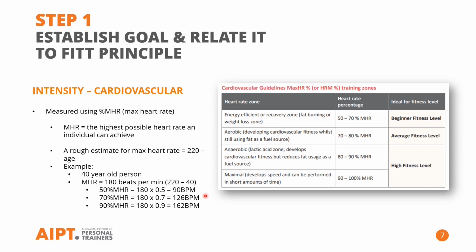And then finally, 90% maximum heart rate. Do the same process, 180 times 0.9, and it gives you 162 beats per minute. You can see that 162 beats per minute for that person is very close to their maximum of 180. So at that point, it's going to be quite an intense exercise for them, and likely an exercise that they can't sustain for a long period of time, so maybe even 30 seconds or a minute or 2 minutes, something like that.